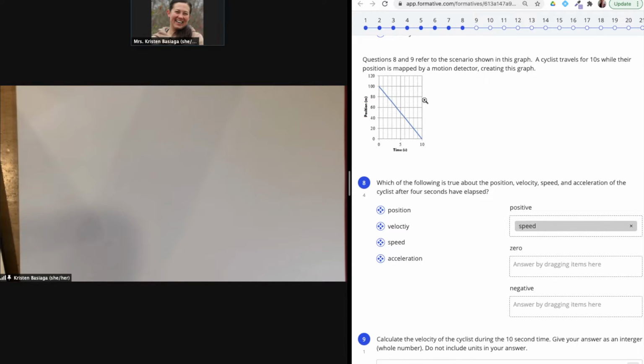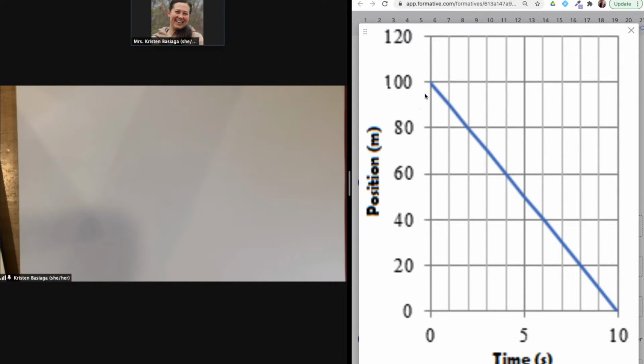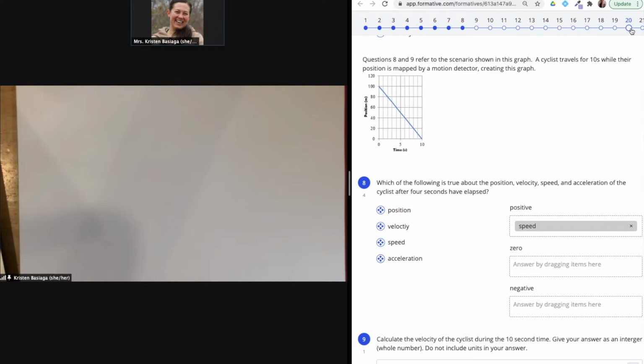In this picture, I can see that the position is always a positive number. So please note that even though this line is going down, at any given point, the position is positive. So at 1 second, the position is positive 90. At 5 seconds, the position is positive 50. So all of those positions are positive numbers.